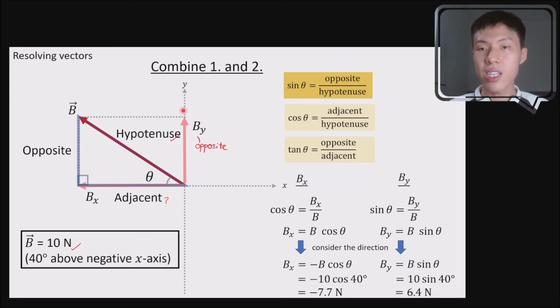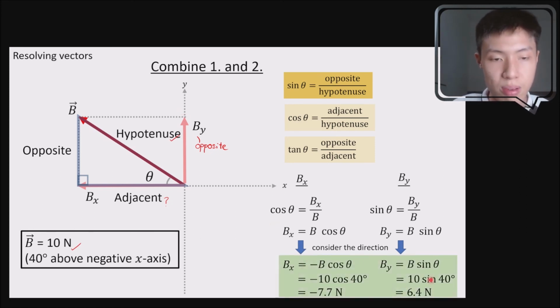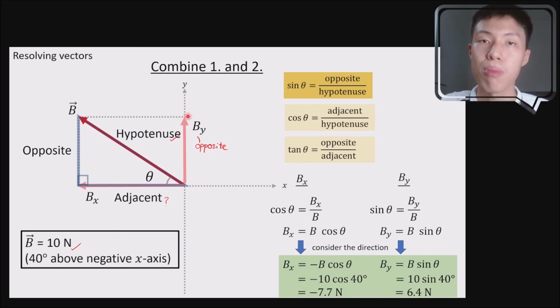Okay, so this is how we resolve. And when we want to see your answer, we want to see this part of your answer and the drawing, the Bx and the By. You don't need to draw this right angle triangle. You just need to draw Bx and By. Okay, that's how you resolve vectors.